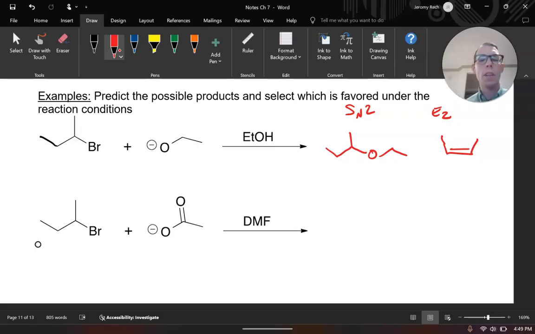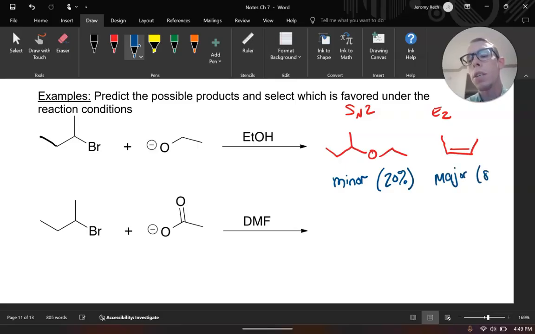If you actually run this reaction and look at the relative ratios, your SN2 is going to be your minor product, with only about 20% formed, where your major product is going to be your E2, at about 80%. Again, we noticed that because you had a protic solvent. You don't have to guess the percentages. Those percentages are experimentally determined. I'm just giving you those so you can see the relative difference.